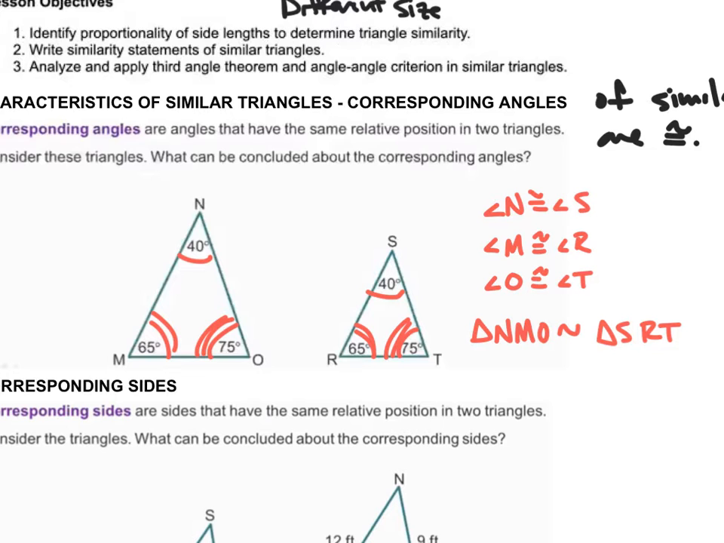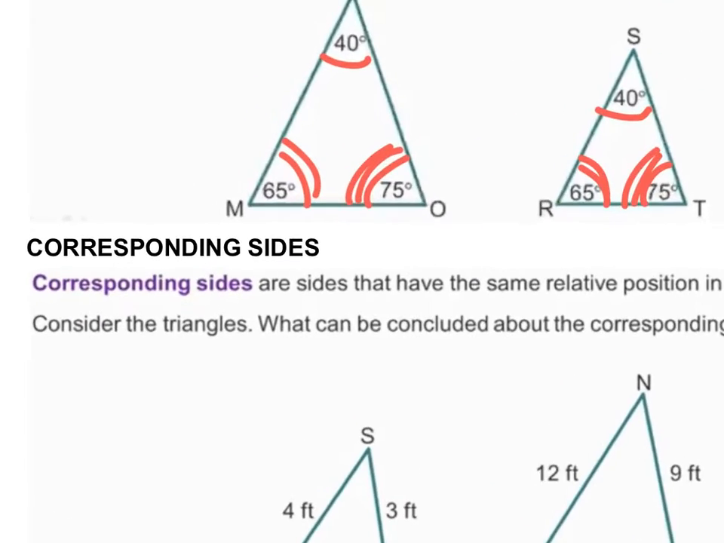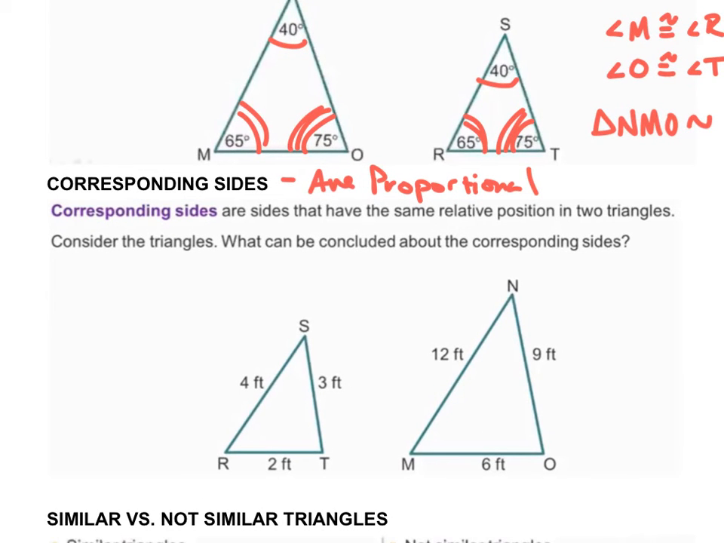Okay, so let's also talk about corresponding sides. Corresponding sides are proportional, which means that the ratio of their sides are going to be equal. Okay, so we're going to write some fractions and do that. Corresponding sides are sides that have the same relative position in two triangles. And let's list out what we can do here, all right?